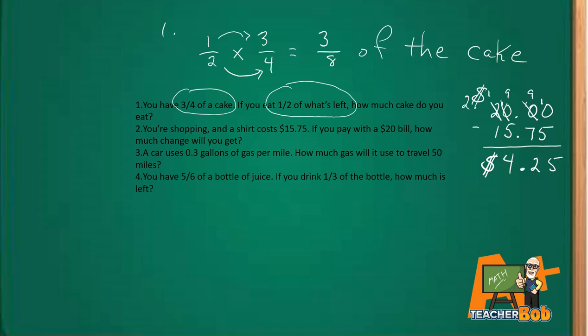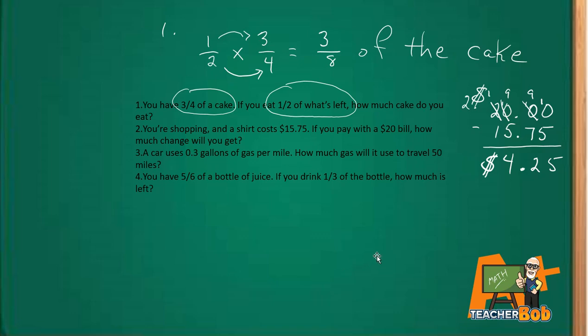You can also do this in reverse to double check your answer. If you're subtracting, you can add. You can go from your answer back up to the top to double check your answer. So 5 plus 5 is equal to 10. 2 plus 7 is equal to 9. 4 plus 15 is equal to 19. So this indeed is our answer. $4.25 is your change. Let's look at number 3.